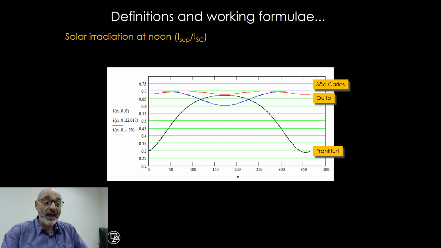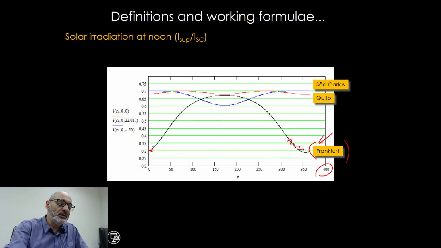And these formulas can be used to calculate these graphs that I have already shown you, okay. The solar irradiation at noon during different days of the year. You see how much this varies along the year for a place in Germany, for instance.